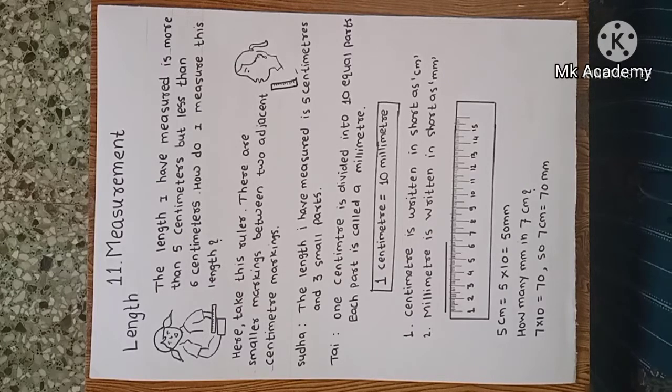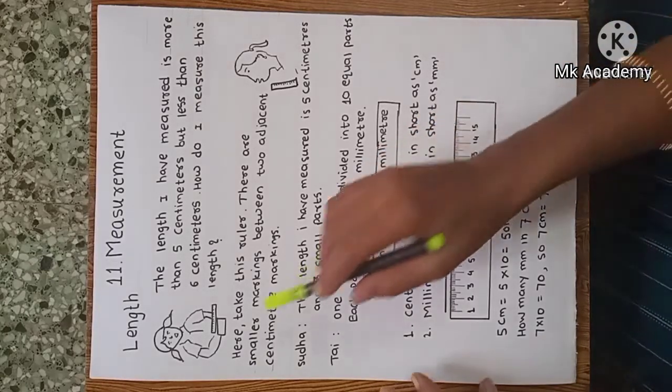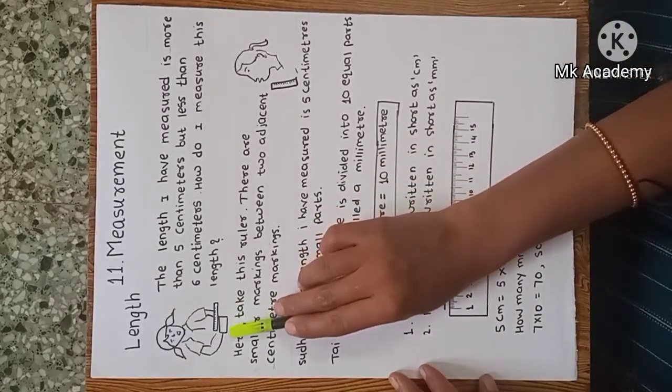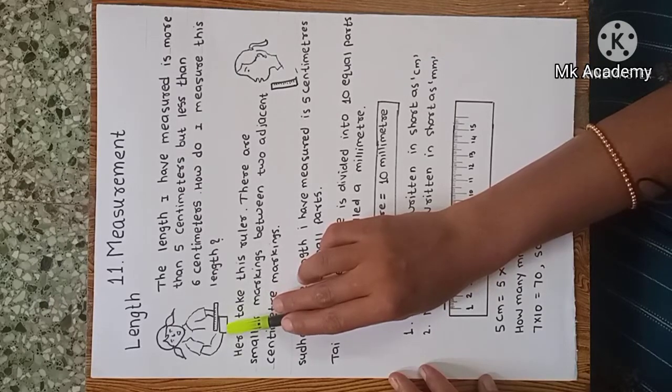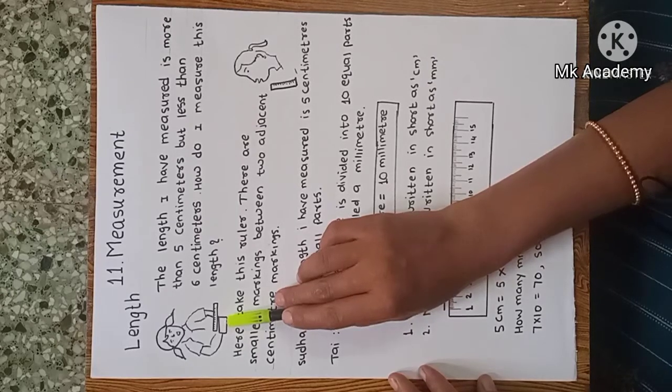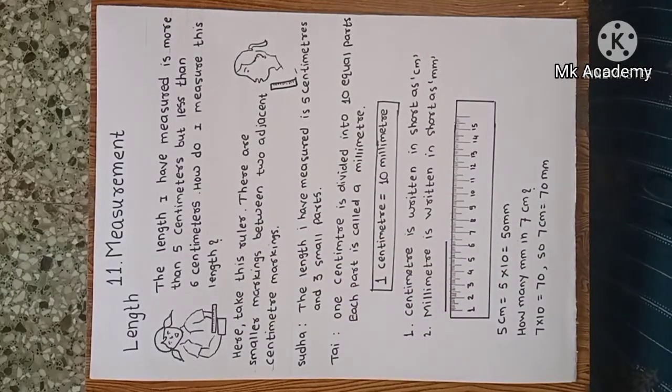Now see, this is Sudha. Sudha wants to measure a length. The length she has measured is more than 5 centimeter. In this picture we have a box and Sudha wants to measure the length of this box, but the length is more than 5 centimeter and less than 6 centimeter. How do I measure this length?